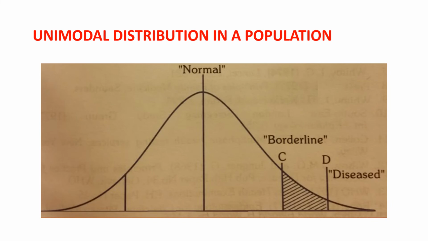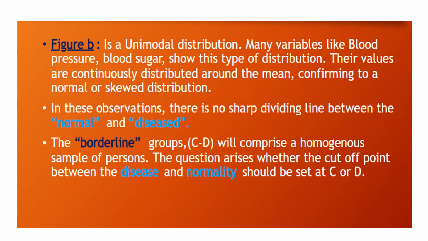In a unimodal distribution, again the same thing happens. In this normal curve, if we take the point D, beyond it all points represent the diseased population. If the point D is shifted to C, again that same thing will happen. A lot of the normal population will be taken as diseased. So in variables like blood pressure and blood sugar, which have this kind of distribution, their values are continuously distributed around the mean, conforming to a normal skewed distribution.